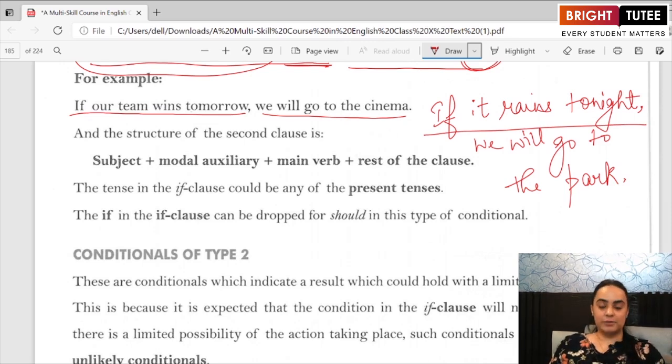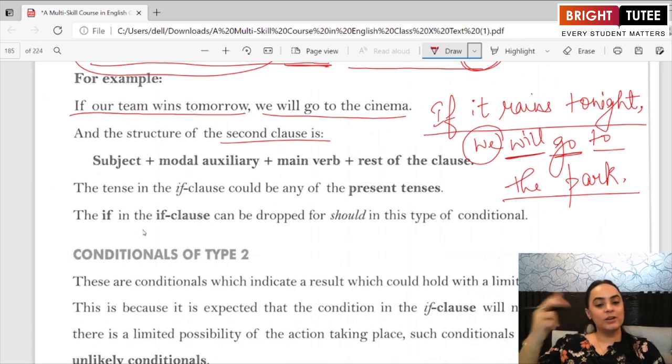These types of conditionals are known as likely conditionals, and this is how they are framed. The structure of the second clause is also given to you. It will always have a subject plus an auxiliary or a modal verb plus the verb and the rest of the clause. So this is how your second clause is going to be framed.